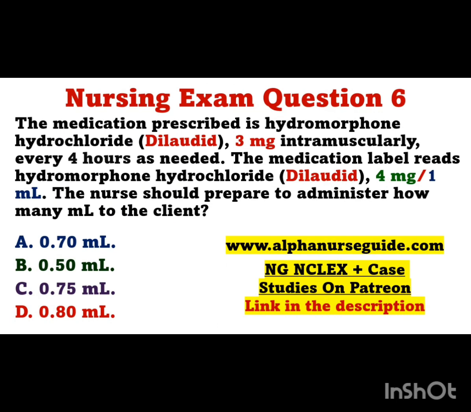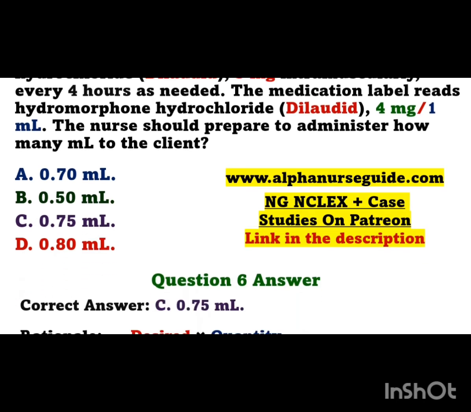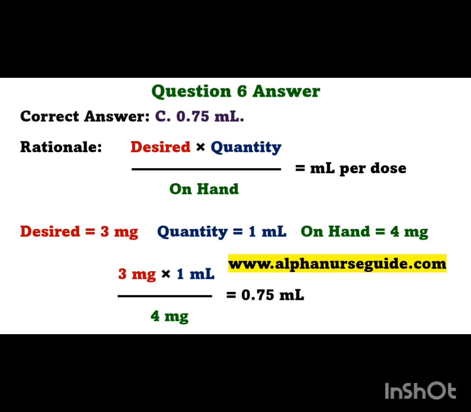The medication prescribed is hydromorphone hydrochloride, 3 mg intramuscularly, every 4 hours as needed. The medication label reads hydromorphone hydrochloride, 4 mg per 1 milliliter. The nurse should prepare to administer how many milliliters to the client? A. 0.70 milliliters. B. 0.50 milliliters. C. 0.75 milliliters. D. 0.80 milliliters. The correct answer is C.